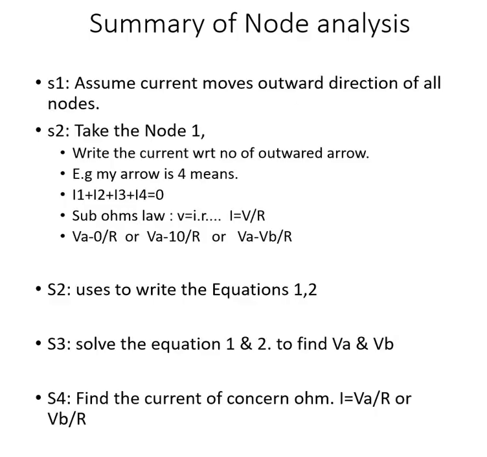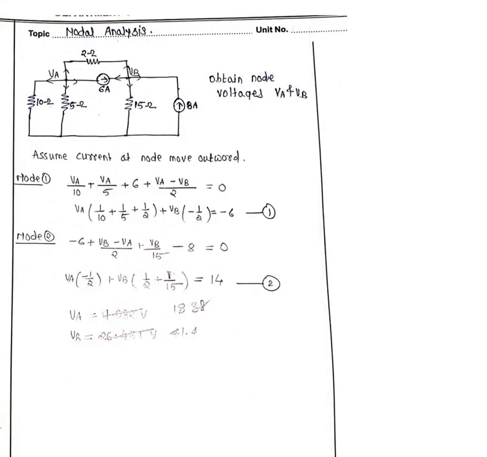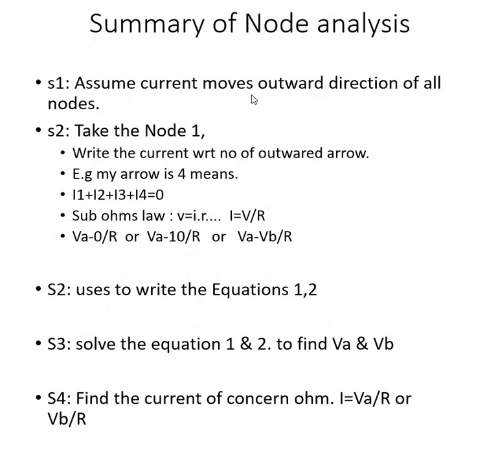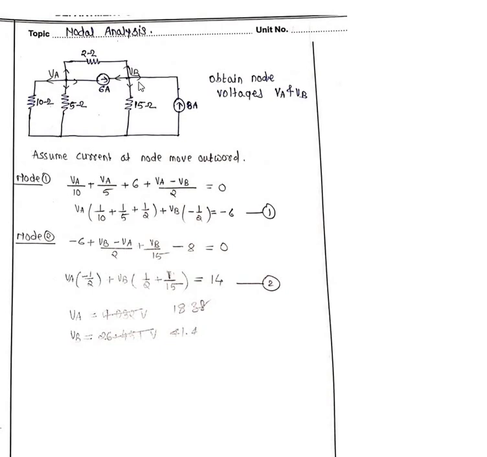Then once again I will go ahead with node analysis. In the summary, you assume the current moves in the outward direction at all the nodes. Yes, I have assumed. Next, here how many arrows? 1, 2, 3, 4 arrows. So I1 plus I2 plus I3 plus I4 is equal to 0. What is I? I is equal to, by Ohm's law.